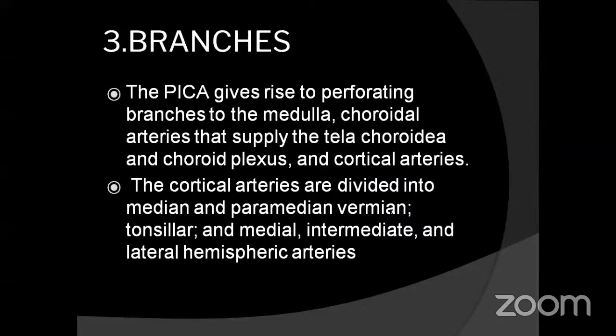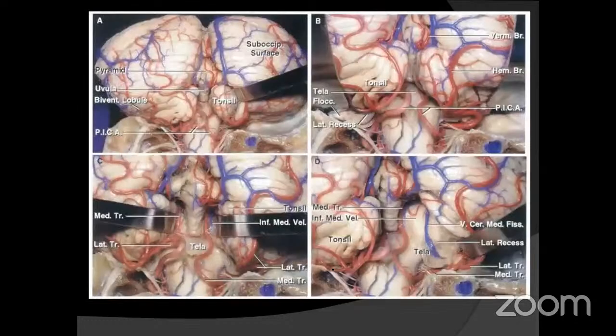Now moving on to branches of the PICA. The PICA gives rise to perforating branches to the medulla, the part of the brainstem it's associated with, choroidal arteries that supply the tela choroidea and choroid plexus, because as we saw, it's very closely related to the fourth ventricle, and cortical arteries. As the name suggests, cortical arteries supply the suboccipital surface of the cerebellum. The cortical arteries are divided into median and paramedian vermian branches, tonsillar branches, and medial, intermediate, and lateral hemispheric arteries. We are going to discuss these later on.